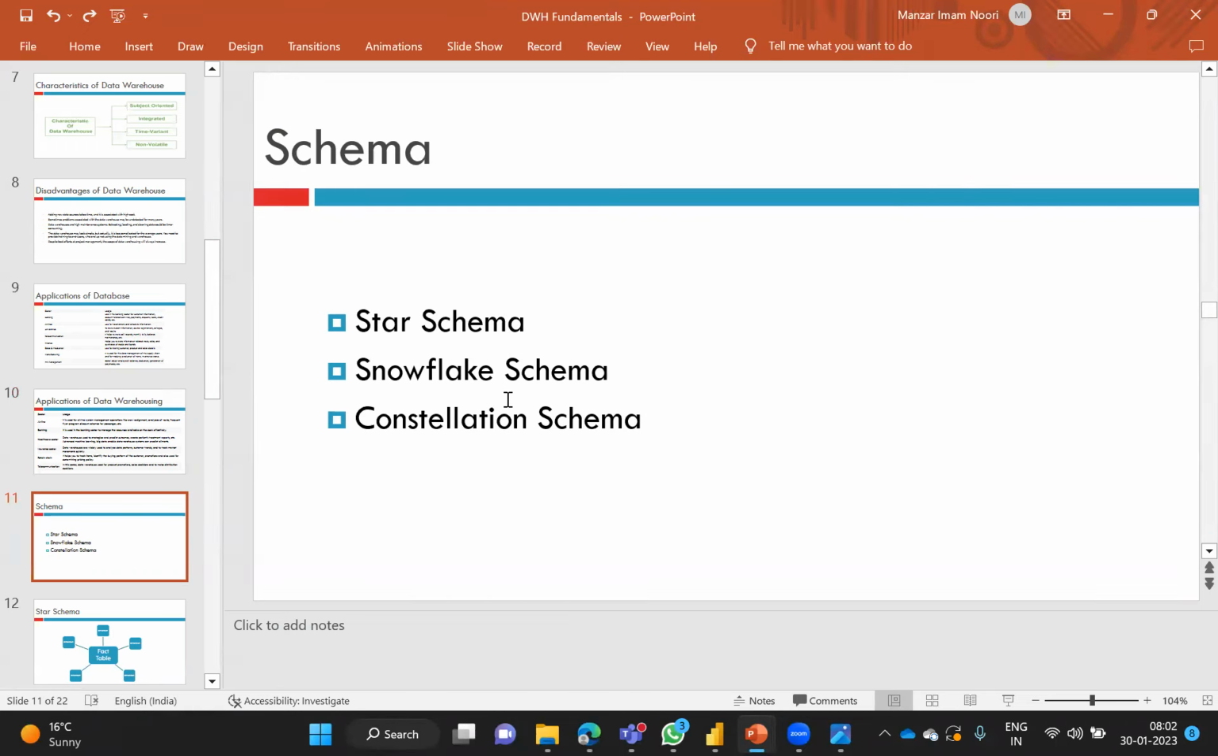Can I ask a question? Yeah, please. For the ER modeling, who creates that? Is it the reporting team, or is there a special team that creates the ER model?